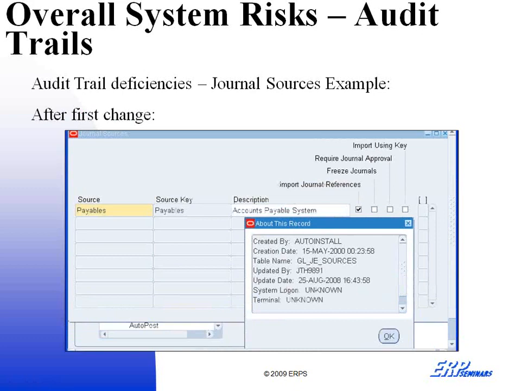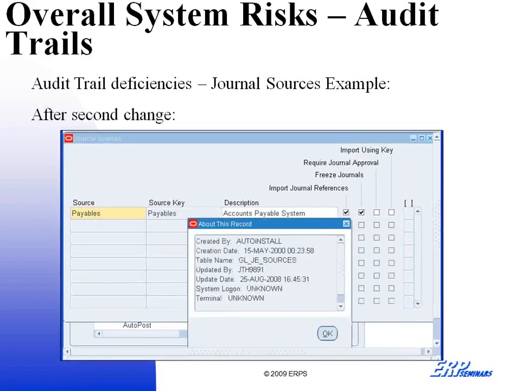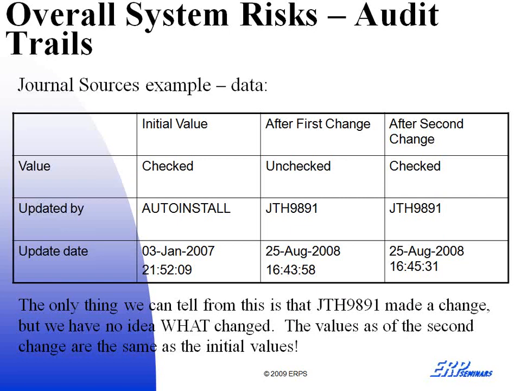In my example, I'm unchecking the freeze journals checkbox, and that shows my username at the time was JTH9891. The value of that was as of August 25th, 2008 at 1643. So then I'm changing it back. You can see the updated by date is the same, but the time stamp has changed from 1643 to 1645. So I've rechecked that. The way that this would look at the database level, and this is kind of denormalizing the data, is the initial value would show value checked, updated auto install, the date after the first change, after the second change.